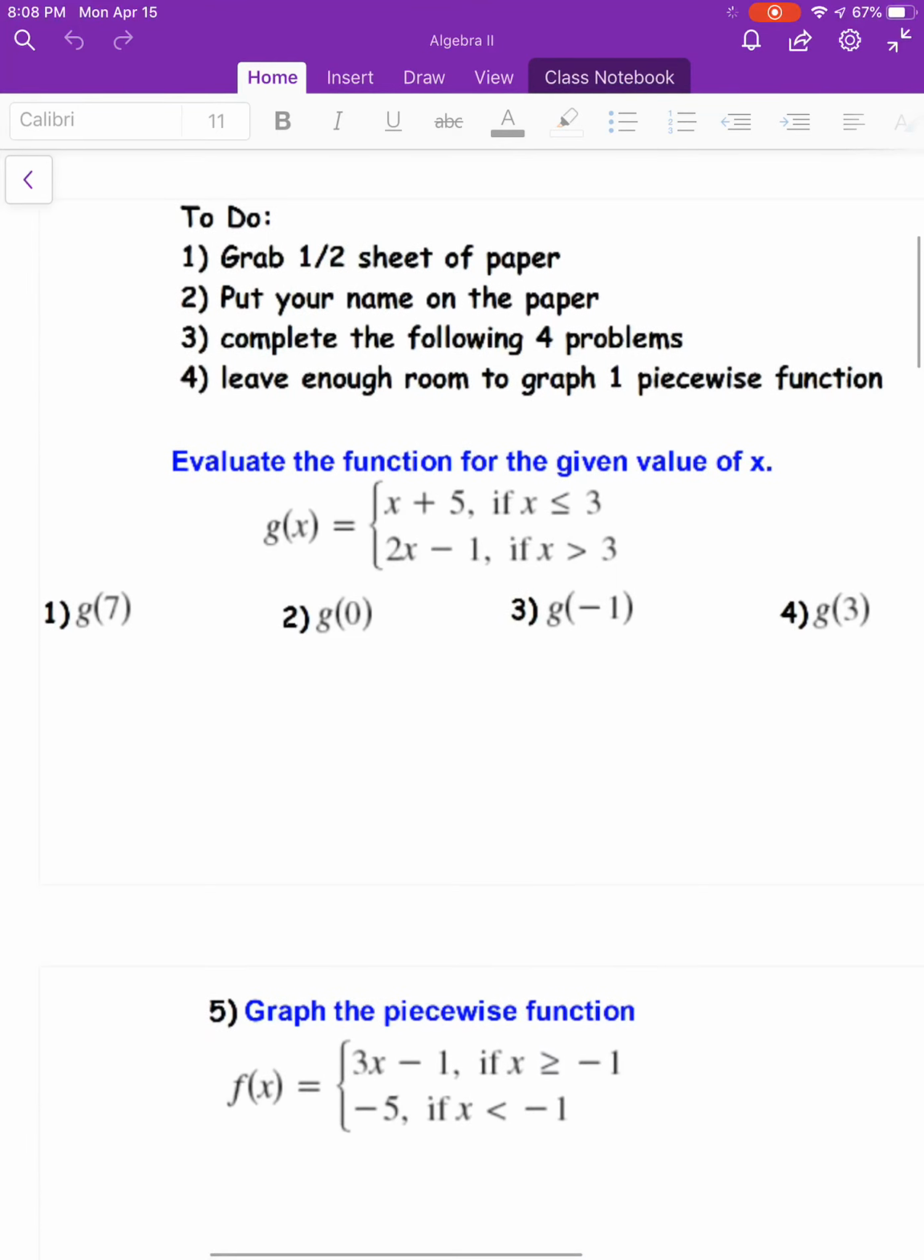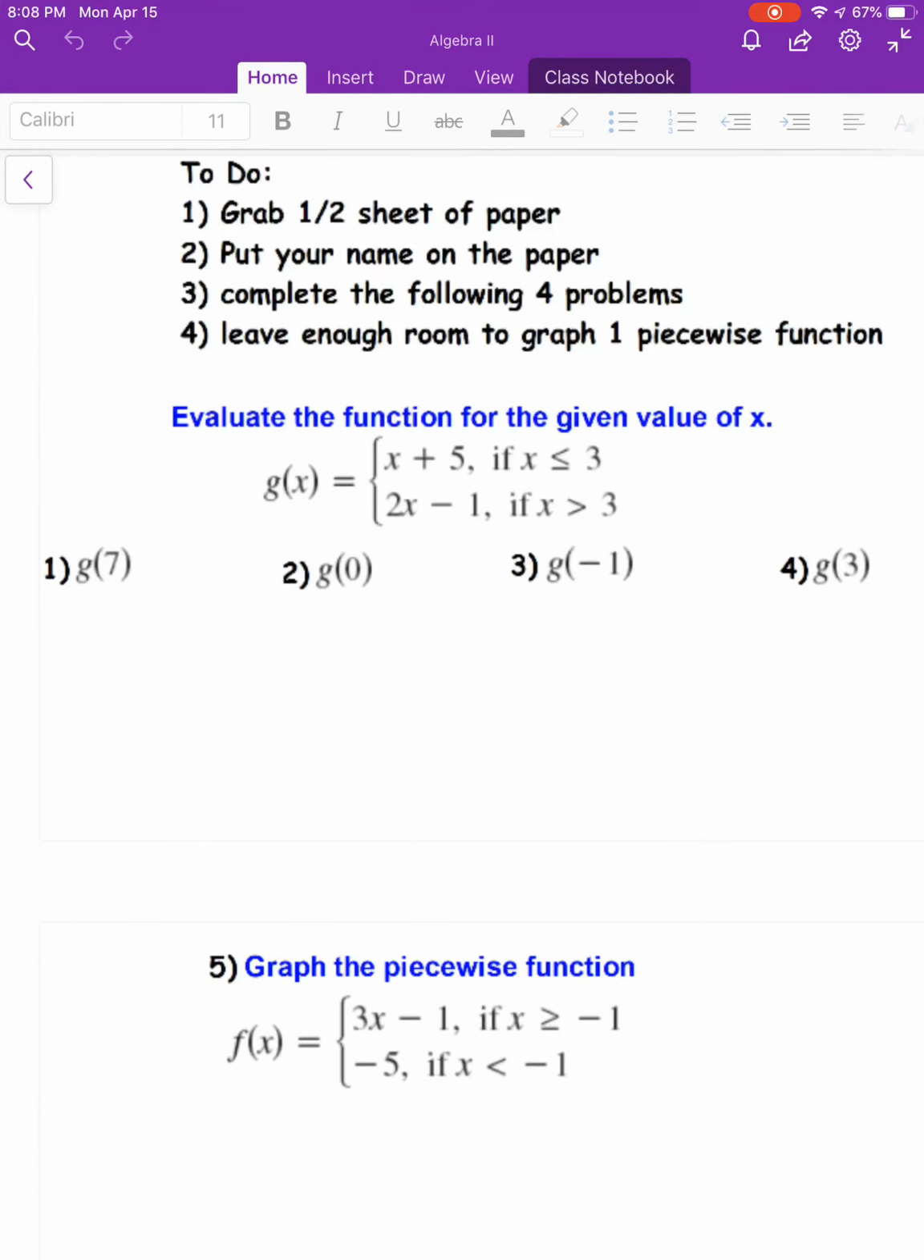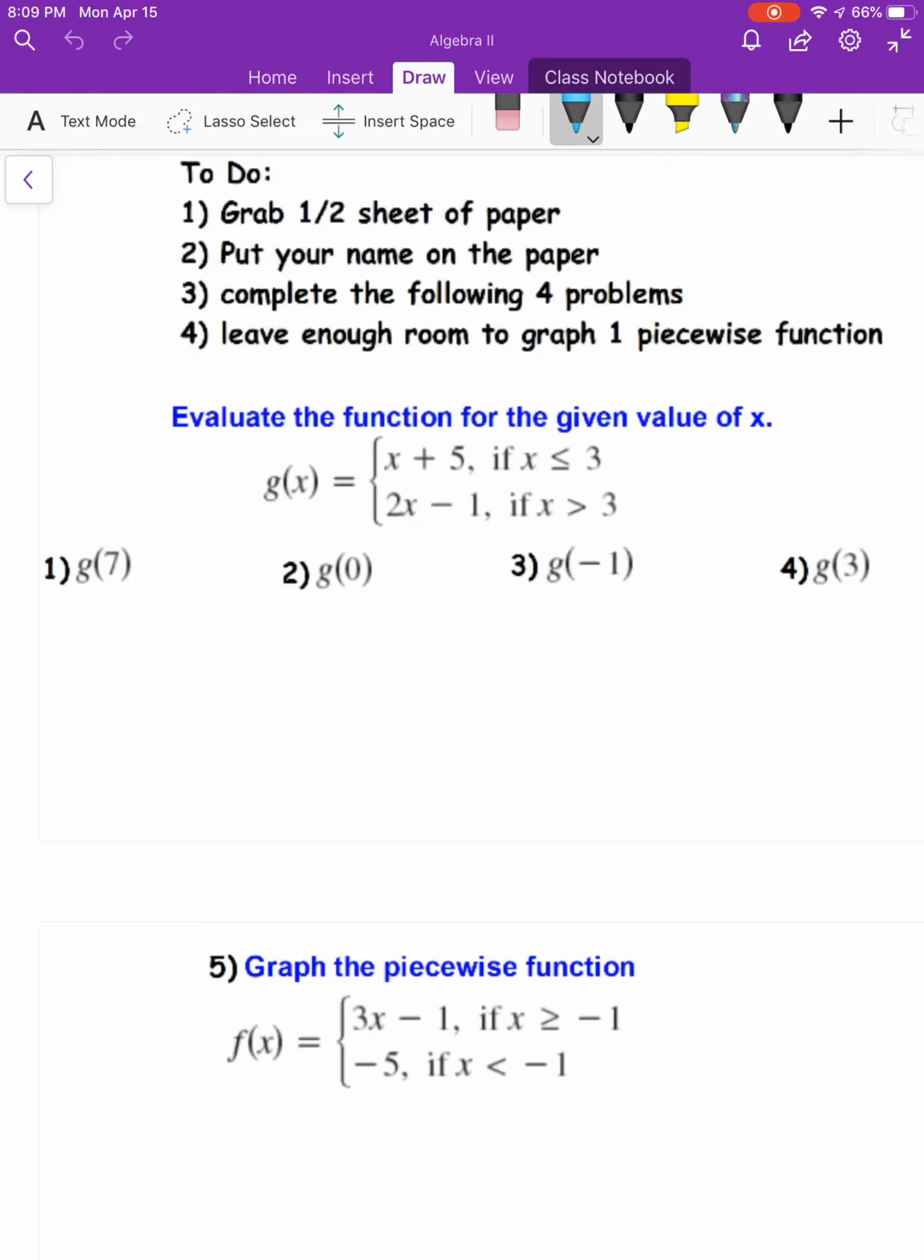Okay, let's start off with a little bit of reviewing piecewise functions before we get going. So again, here we'll start off, this is g of 7, so I'm putting 7 in for x. Now since 7 is bigger than 3, I'm going to put it into the function that goes with x is greater than 3. So I'm going to put in a 7 where I saw x, simplify that down, and I get 13.